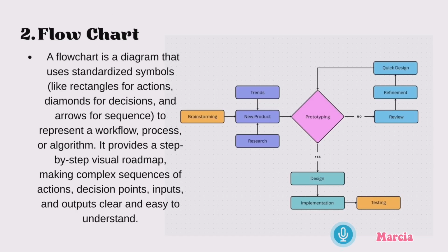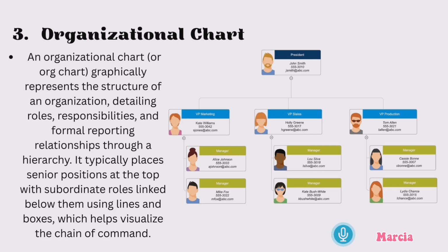Second is the flow chart. A flow chart is a diagram that uses standardized symbols like rectangles for actions, diamonds for decisions, and arrows for sequence to present a workflow, process, or algorithm. It provides a step-by-step visual roadmap, making complex sequences of actions, decision points, inputs, and outputs clear and easy to understand. Third is the organizational chart.